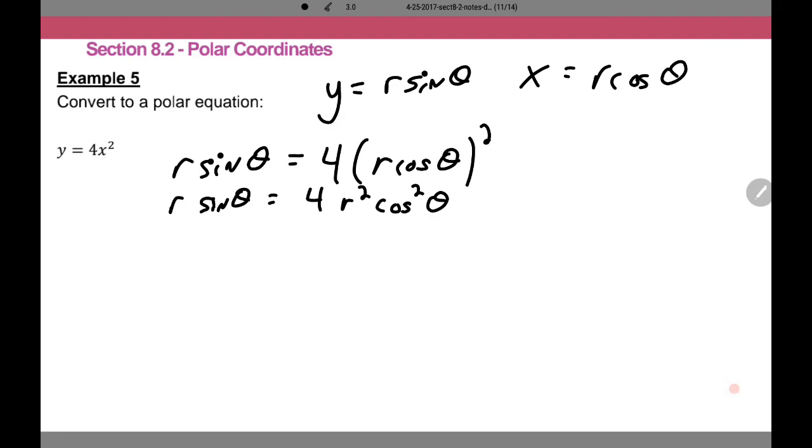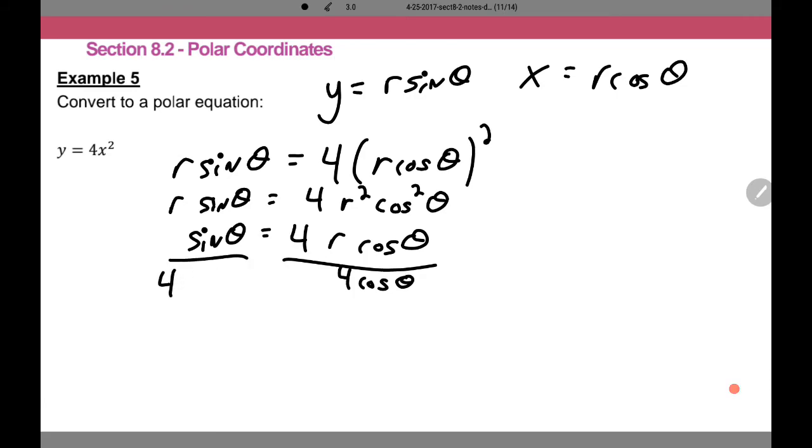Now, we can get rid of the r. We can divide an r out of both sides. It won't matter in this case. If we were solving a regular equation, those kinds of things do matter, but in this case, it's not going to matter because if r is 0, we don't have anything. So I've got sine of theta equals 4r cosine theta. And now I'm going to get r by itself by dividing both sides by 4 cosine theta. It's actually cosine squared, my bad. 4 cosine squared theta. And that leaves me r on this side.